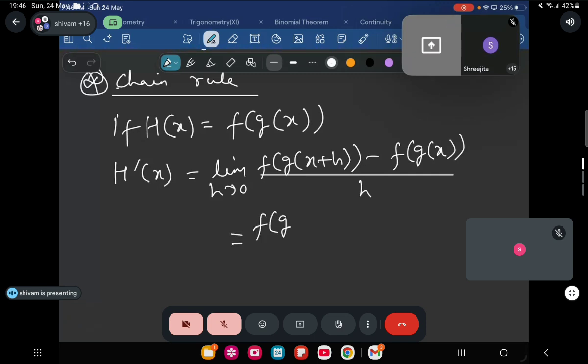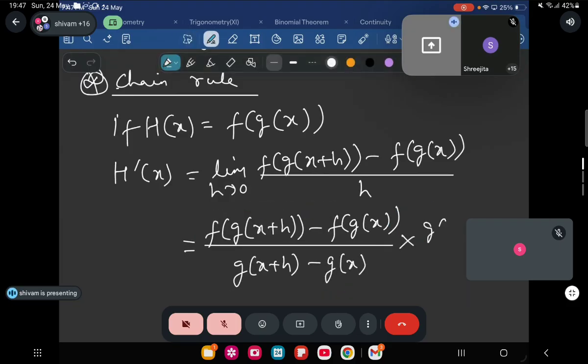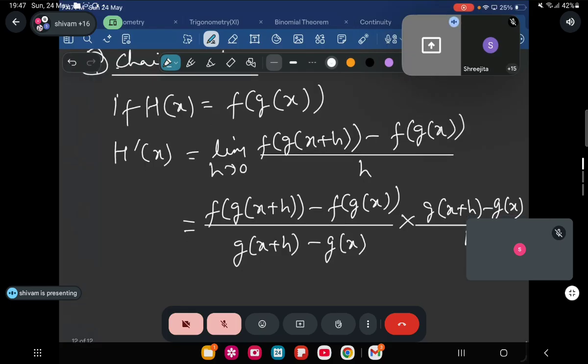In order to convert it into standard form, what I'm going to do is write f of g of x plus h minus f of g of x, divided by g of x plus h minus g of x, multiplied by g of x plus h minus g of x divided by h. I have multiplied and divided by g of x plus h minus g of x. Tell me, are you people getting?